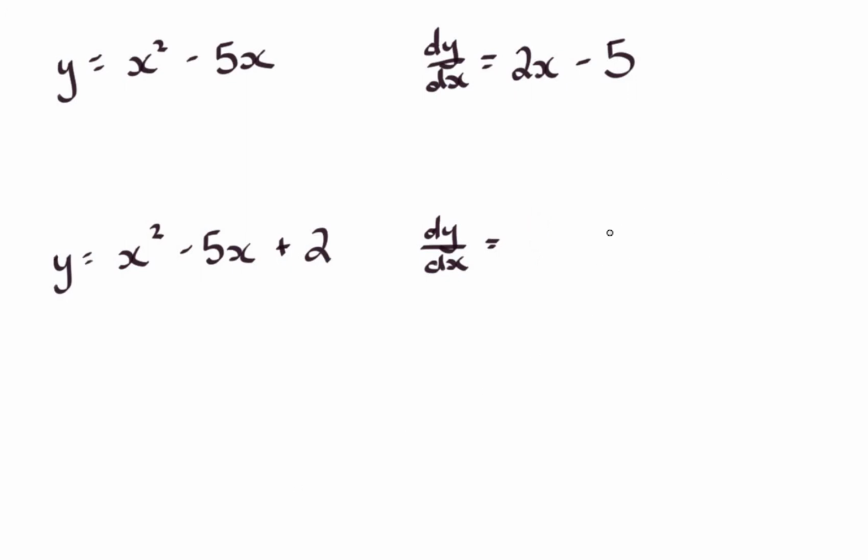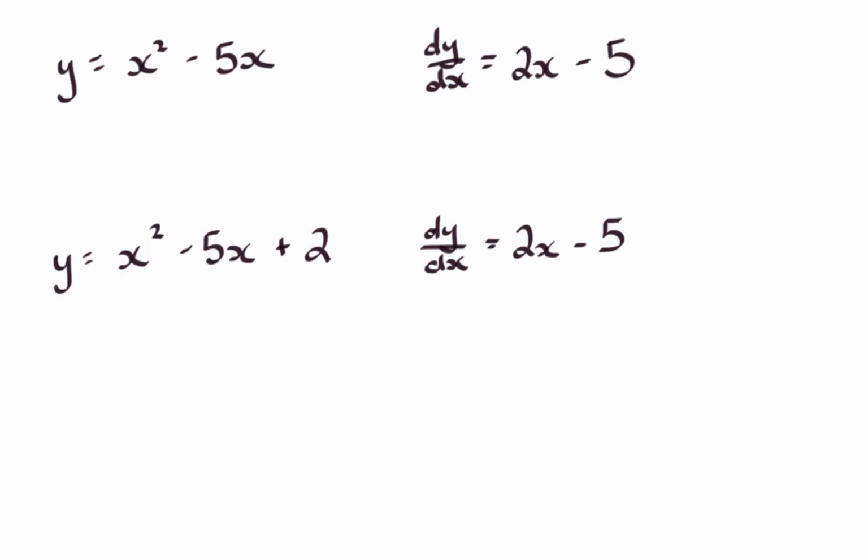Well, hopefully you can see that it's quite a similar function to the one we just did. So the first two terms are going to be identical. We have our 2x and our negative 5. But what's the effect of this plus 2 on the end? Well, remember, when we're deriving, any constant actually goes to 0. So while we could put plus 0 here, we're just going to leave it as 2x minus 5.